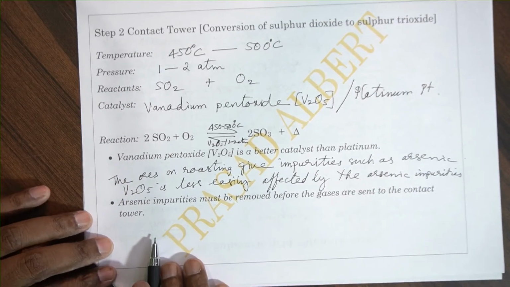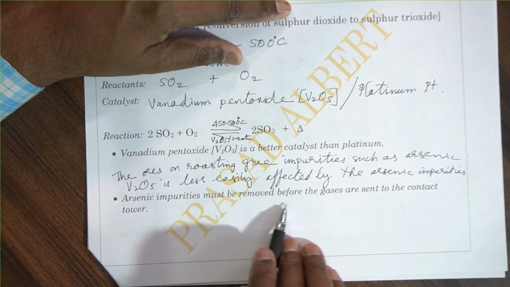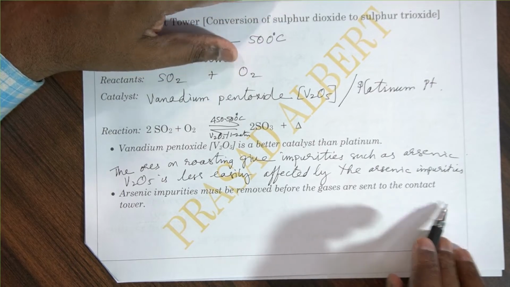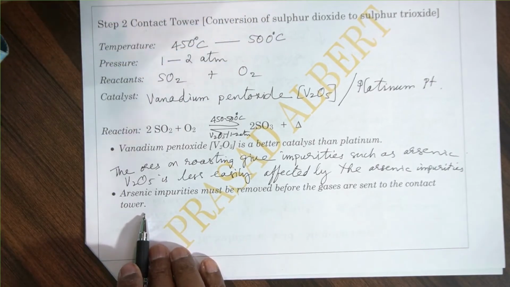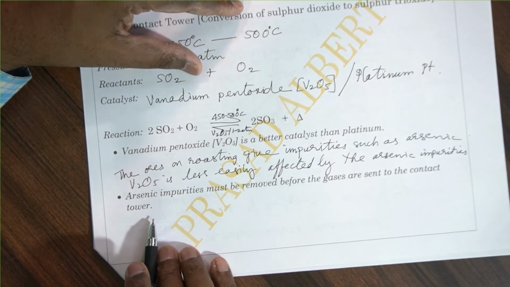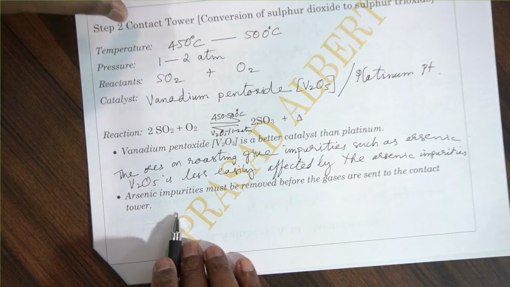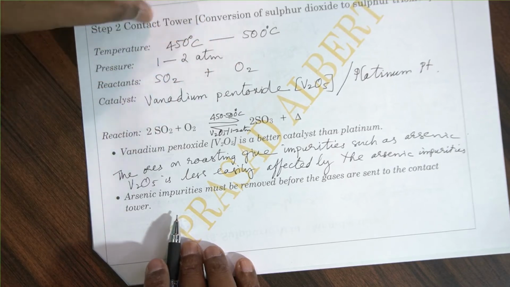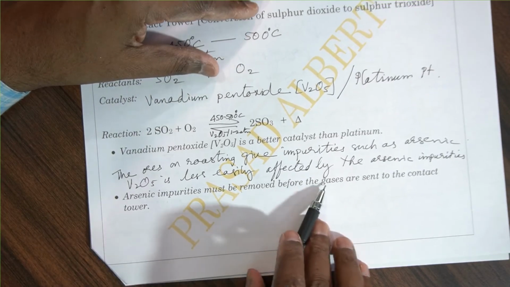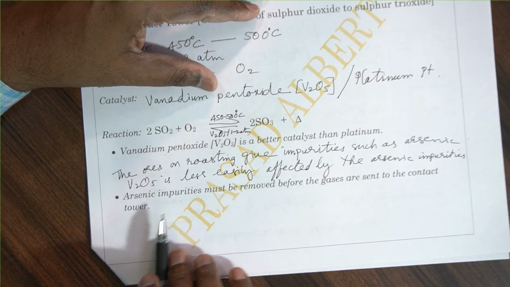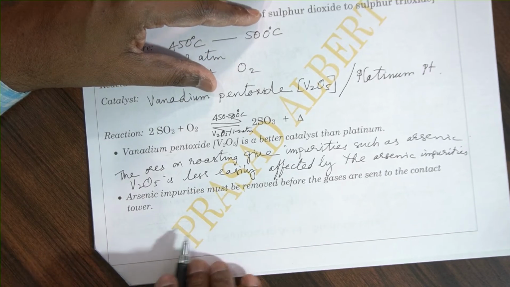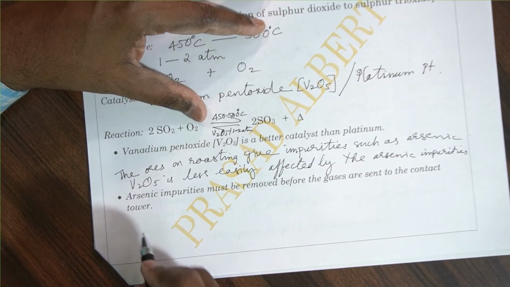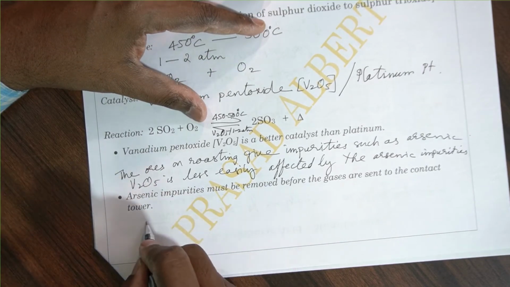Okay, right. Next, the arsenic impurities must be removed before the gases are sent into the contact tower. This is another requirement. In order to have efficiency, before we send sulfur dioxide and oxygen into the contact tower, we must remove the arsenic impurities so that the reaction takes place at optimum speed. So why are we removing them?